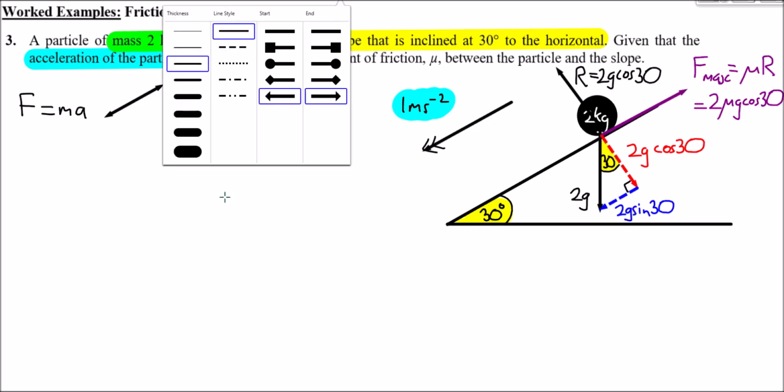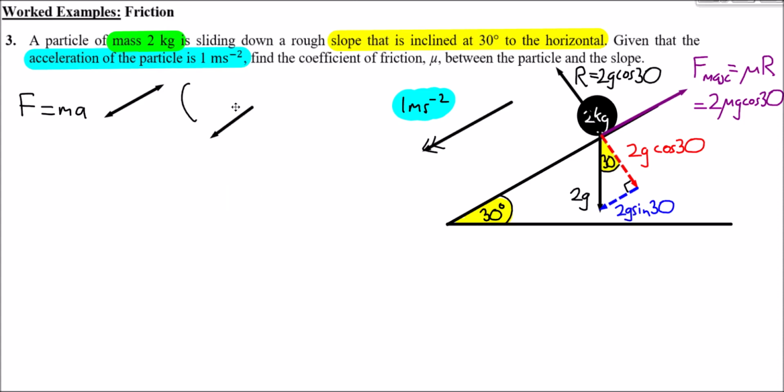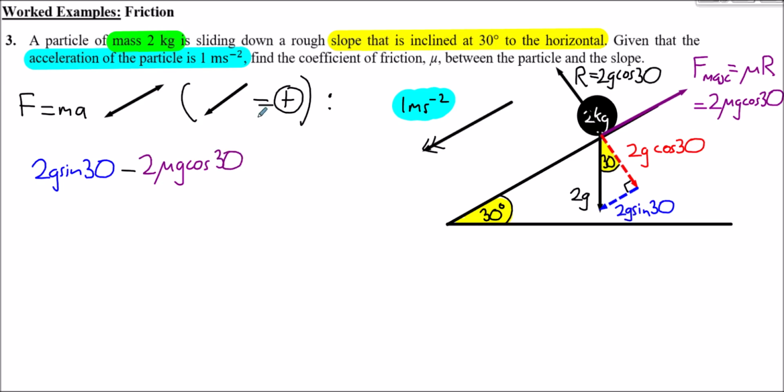Try and do my line better. No, third time lucky. There we have it. So I'm going to say that down the slope is positive. So the net force, resultant force going down the slope, is going to be 2g sine 30, because that's going down the slope. Subtract the forces acting against this direction. So a force acting up the slope is the friction, which is resisting the motion down the slope. So that's going to be 2 mu g cos 30. And that's going to be equal to the mass of the object, which we were told is 2, multiplied by the acceleration, which again we were told is 1 meter per second. So that's 2 times 1.